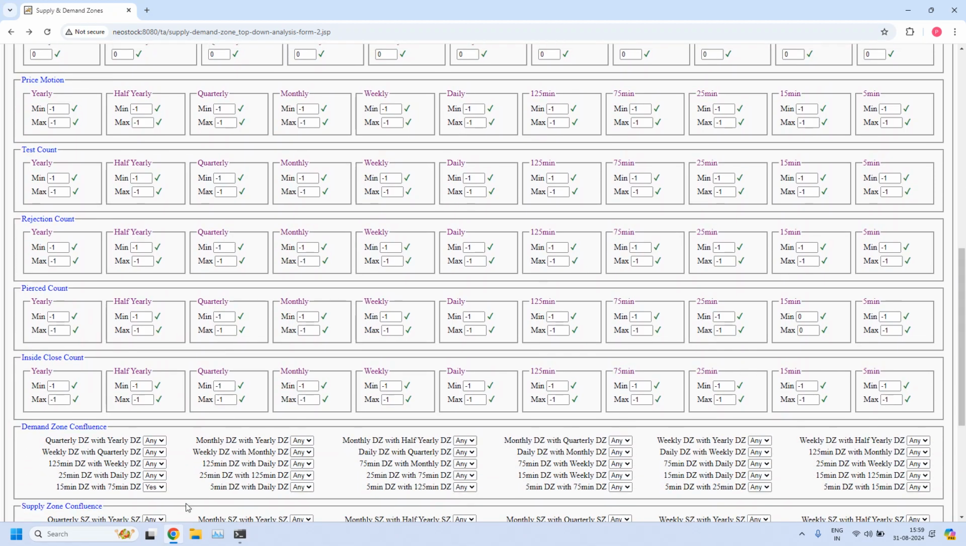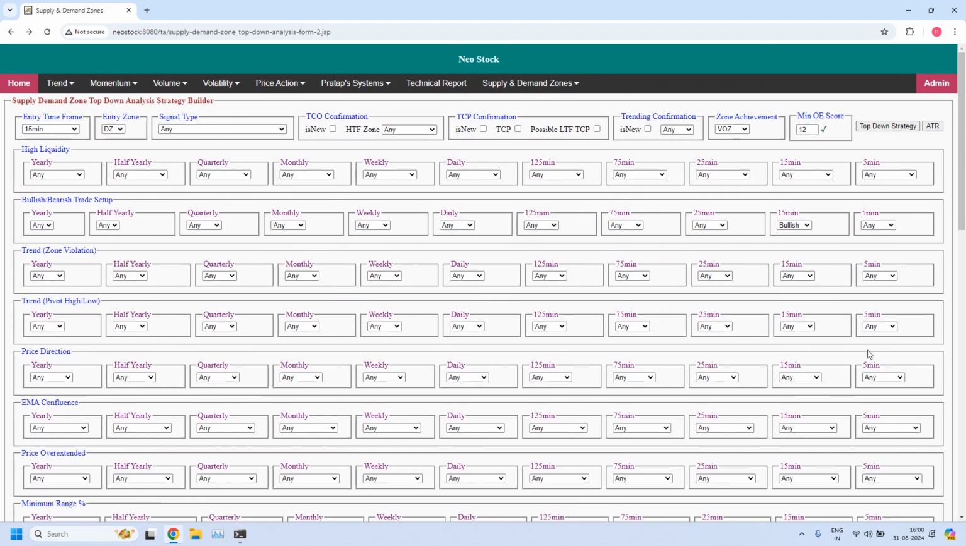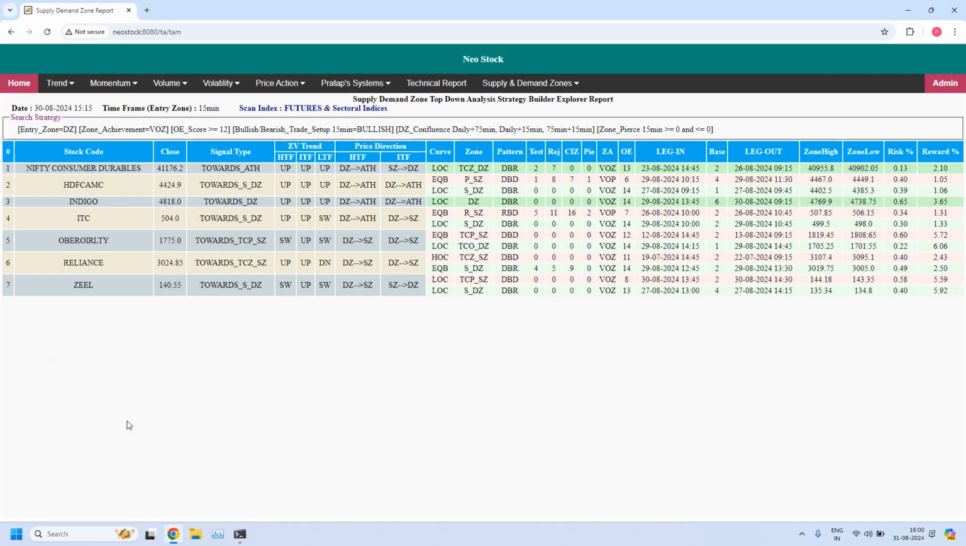So already 15 minutes demand zone and 75 is enabled. Now I am adding 15 minutes demand zone with daily demand zone, and also 75 minutes demand zone with daily demand zone, with all the 3 filters supporting LTF, ITF, HTF confluence. That is 15 minutes, 75 minutes and daily time frame zone confluence. 7 stocks are filtered.